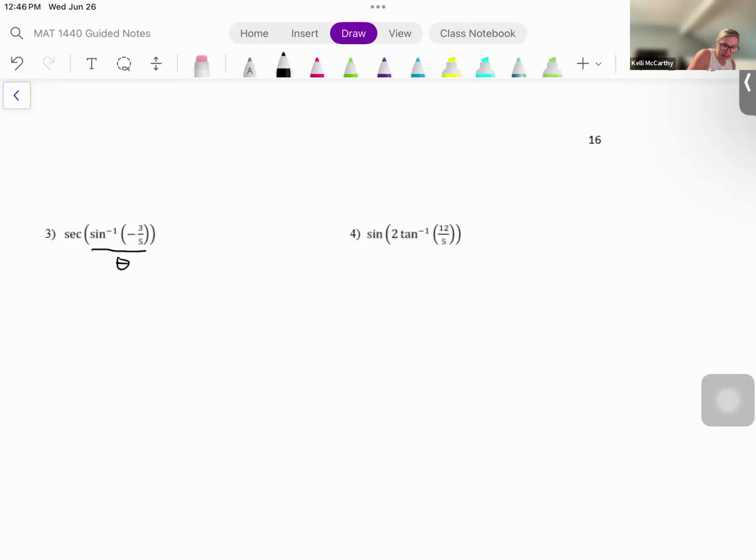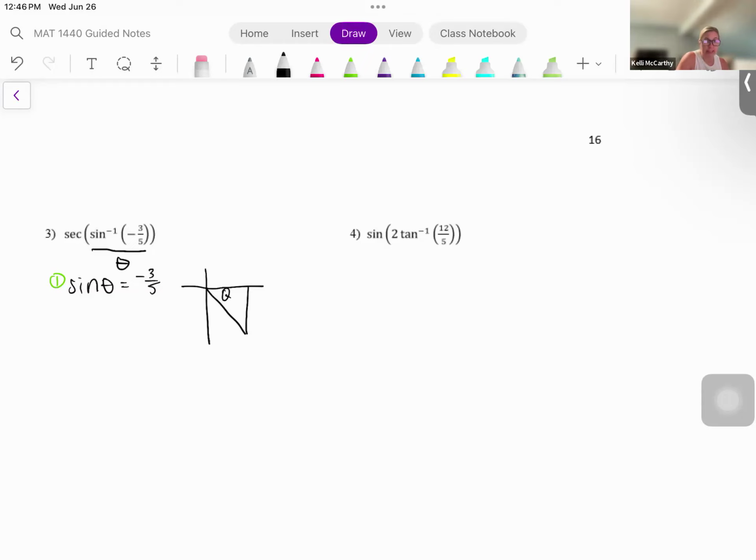So my first step, I need to figure out what theta is. I know that sine of theta is equal to negative 3/5, and theta has to be in either quadrant 4 or quadrant 1, so from negative pi over 2 to pi over 2. I'm going to draw my picture here because this output of negative 3/5 is not something that's going to be on my unit circle. So I need to draw my triangle. Because sine is negative, we're going to be in quadrant 4.